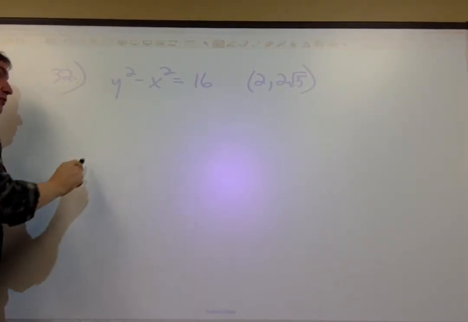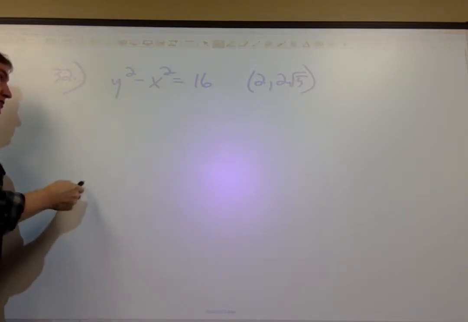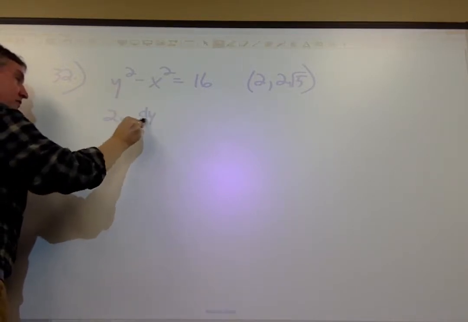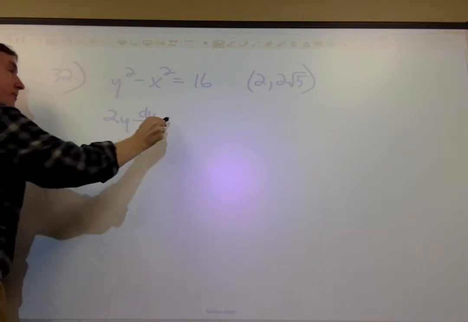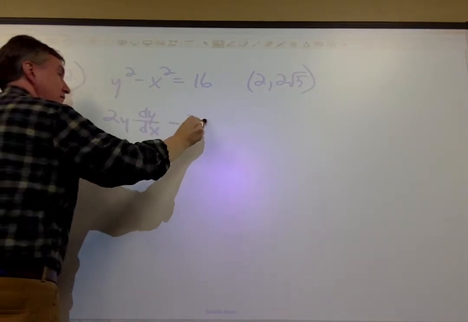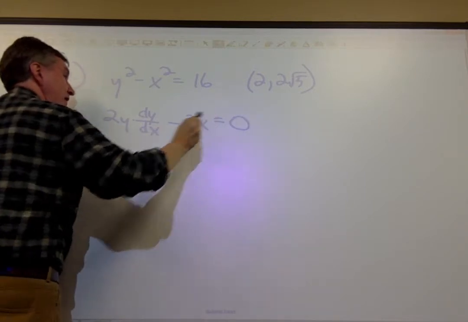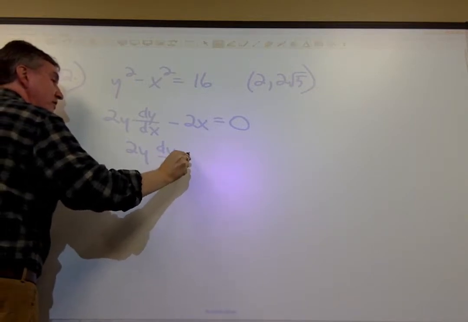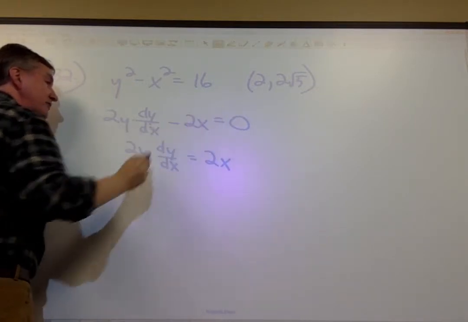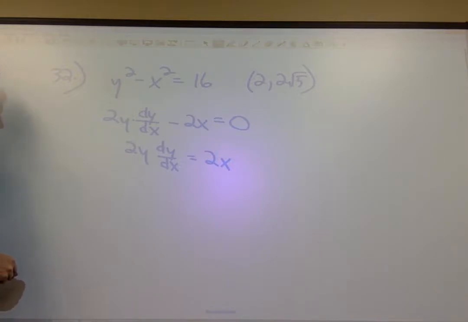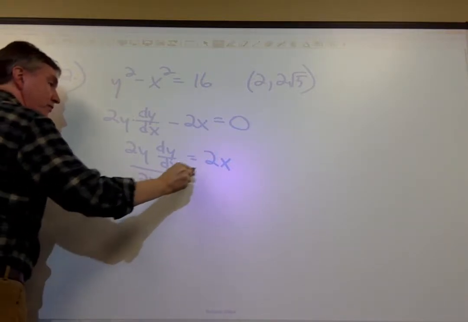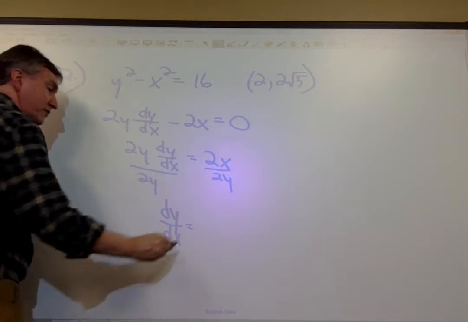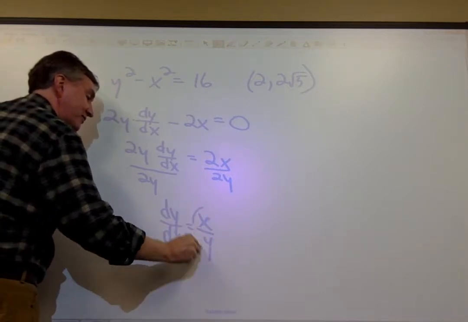Well, to find the slope of the tangent, I need dy dx, the derivative, right? What's this going to be? Good. 2y dy dx minus what? Equals what? 2y dy dx equals 2x, right? If I add 2x to both sides? Last step. So tell me what dy dx is. x over y. I like that. Nice, simple result.